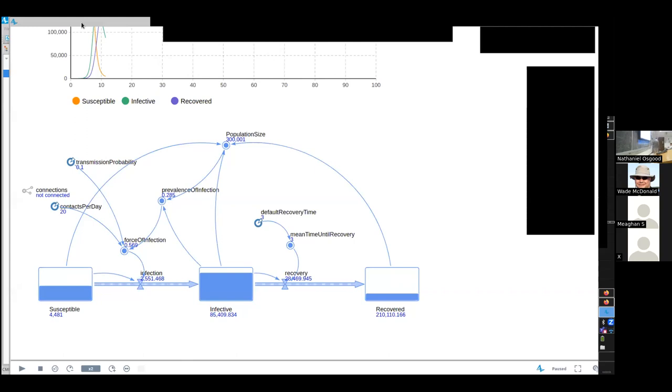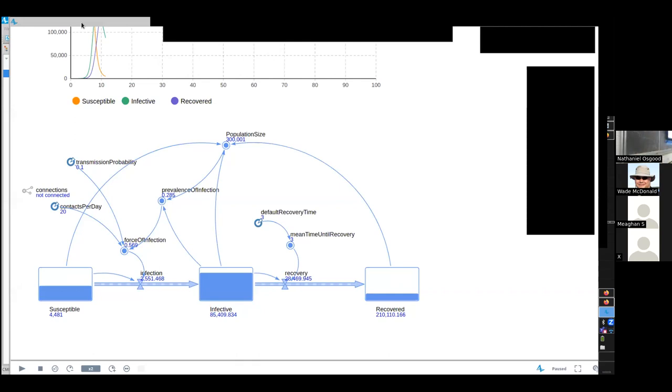So this is N divided by the basic reproductive number, N times one over the basic reproductive number. So the basic reproductive number is, well, you tell me what it is in this model. What's the basic reproductive number here?